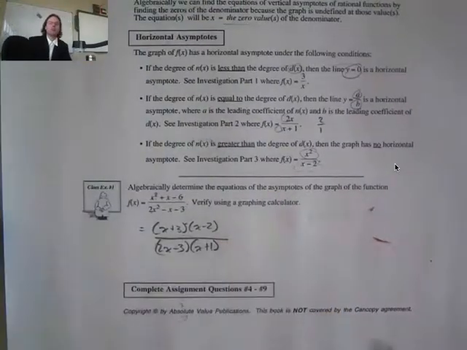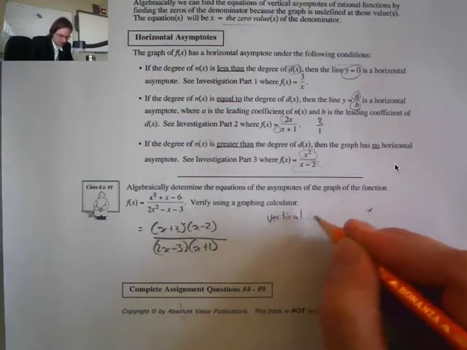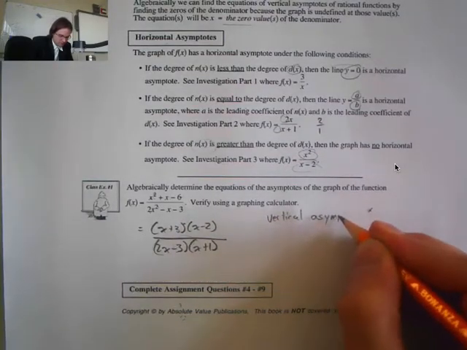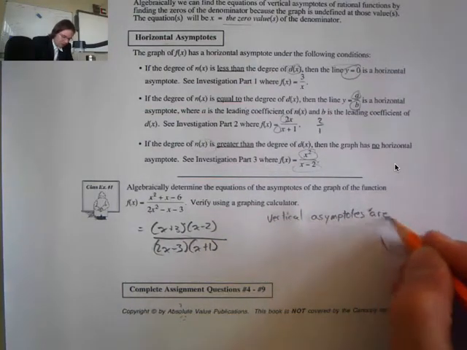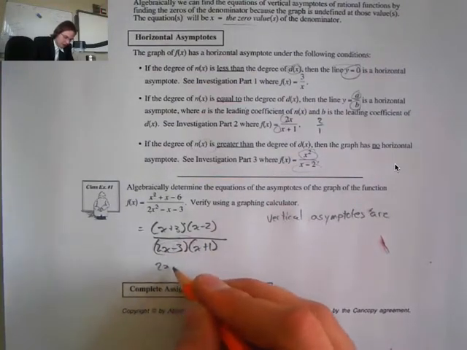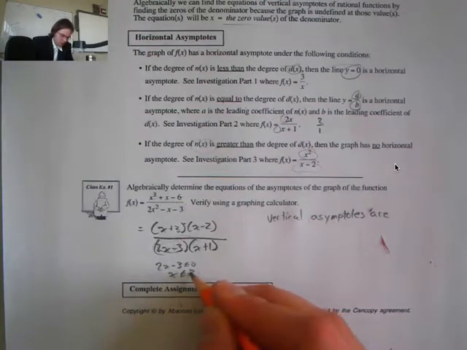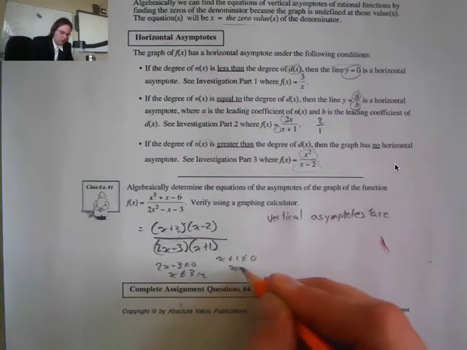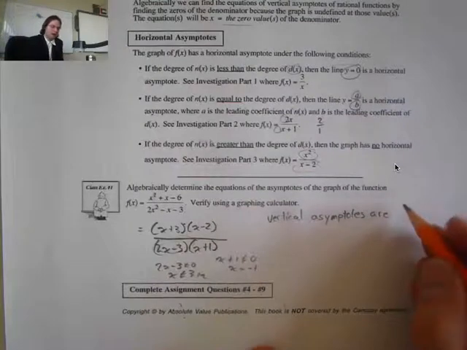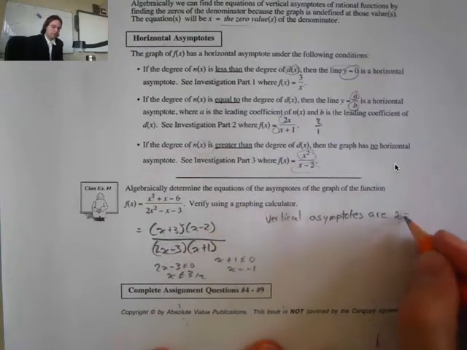Alright? Now based off this, I could tell my vertical asymptotes are, well, this is equal to 0, so we have 2x minus 3 cannot equal 0, so then we have x cannot equal 3 over 2, and we also have x plus 1 cannot equal 0, so x cannot equal negative 1. So we have x equals 3 over 2, and negative 1.